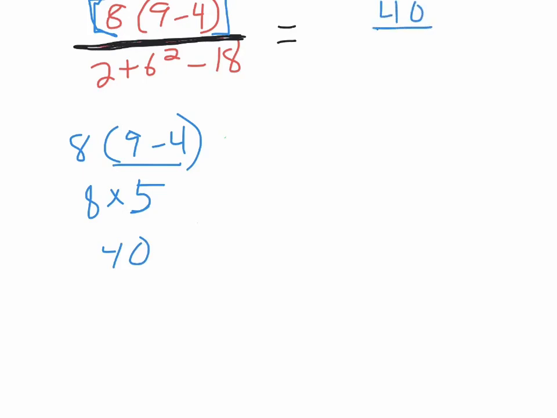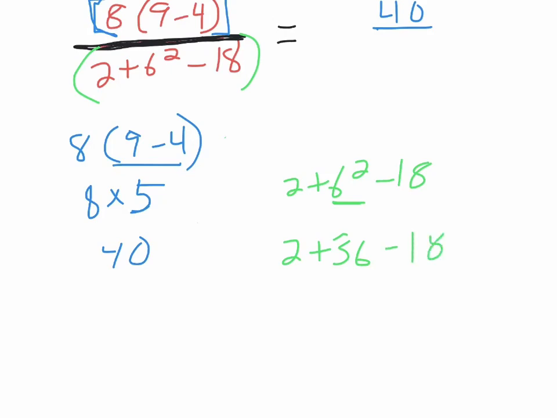Now for my denominator, I'm doing all of this. So 2 plus 6 squared minus 18. First thing we do is exponents. 6 squared is not 12, it's 36. 6 times 6 is 36. So 2 plus 36 minus 18.